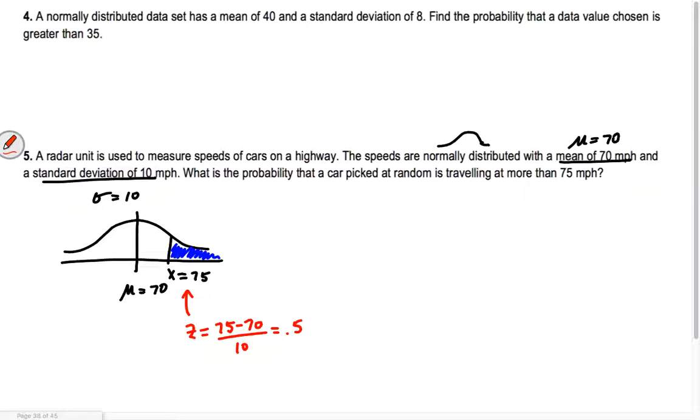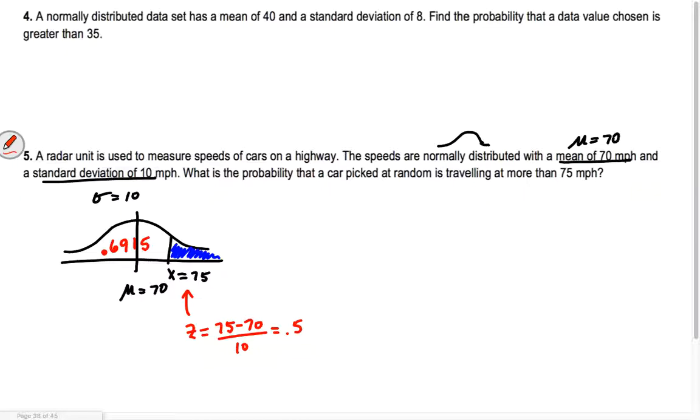So that's our z-score. We look up z equals 0.5 on the left side of our chart and then find the value that goes with it. I think it's 0.6915. Did you guys have that? Okay, so that's more than 50%. It's that whole left side.